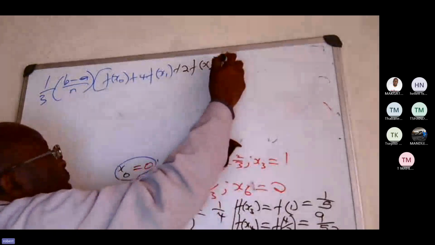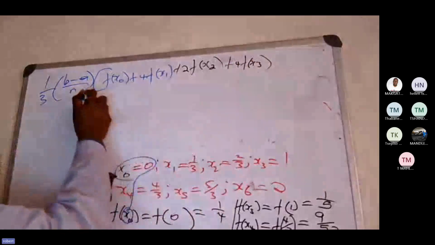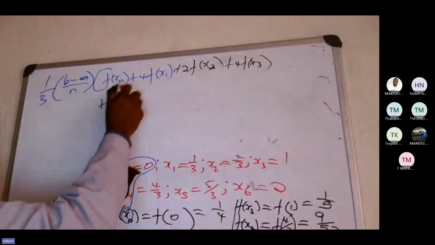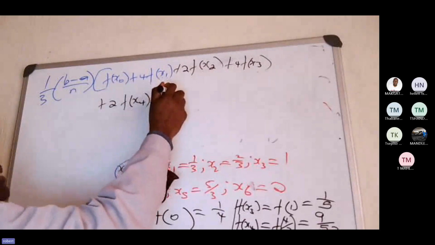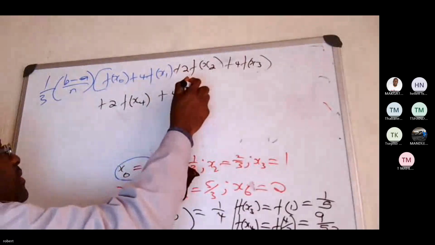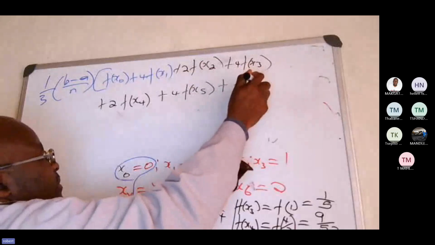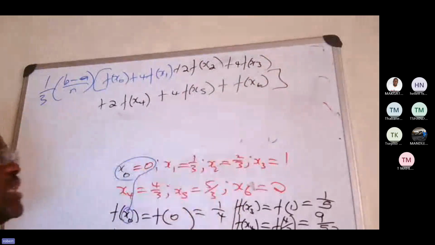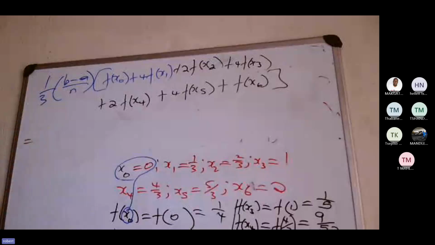Let me write another one. It will be 1, 2, 3, 4, 5, 6, and 7. Then from there, you can now substitute.